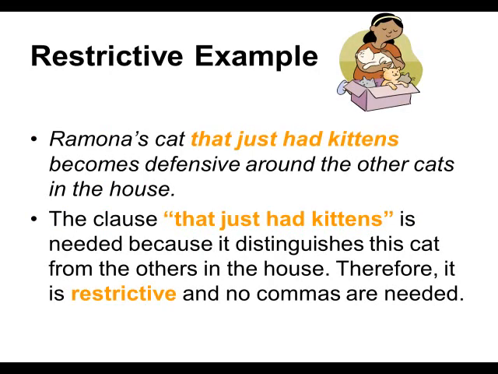Here's an example of a sentence with a restrictive clause. Ramona's cat that just had kittens becomes defensive around the other cats in the house. The clause, that just had kittens, distinguishes this cat from other cats in the house, so we need that information in the sentence. This means it is restrictive, and as a result, no commas are needed around it.